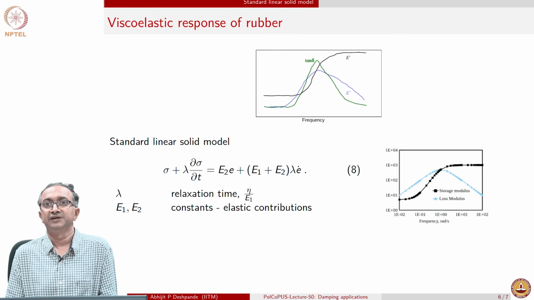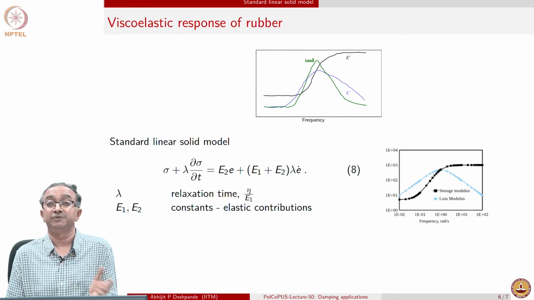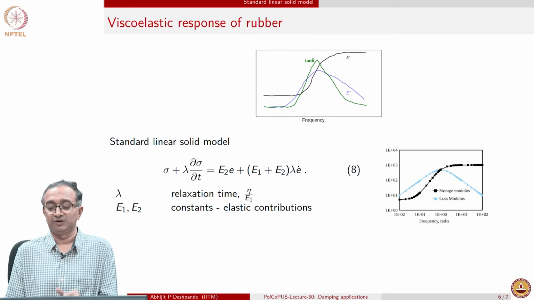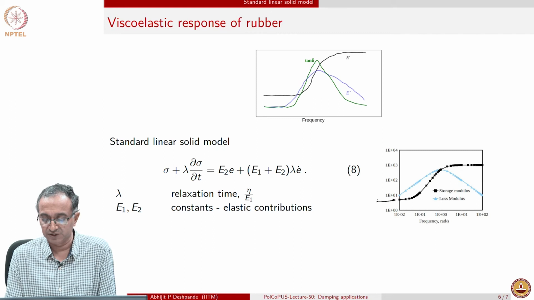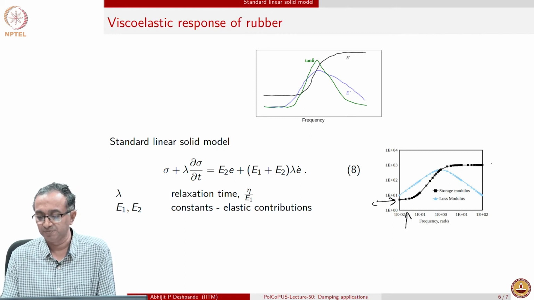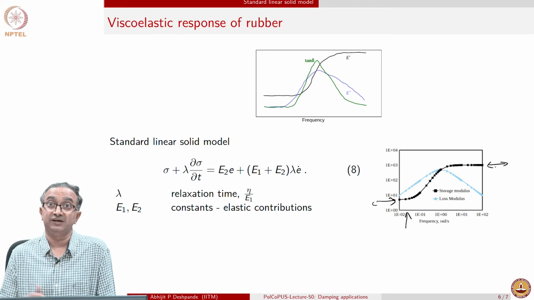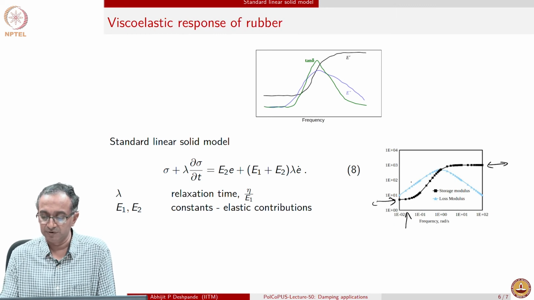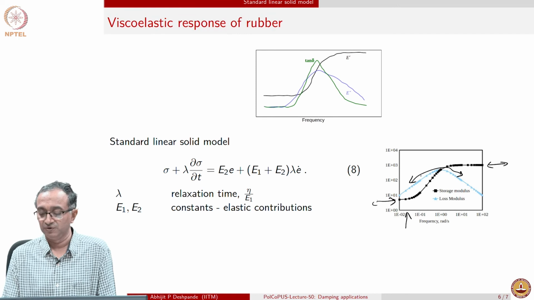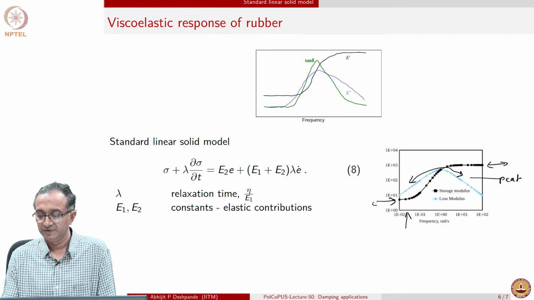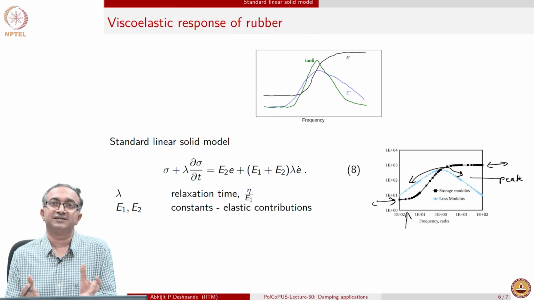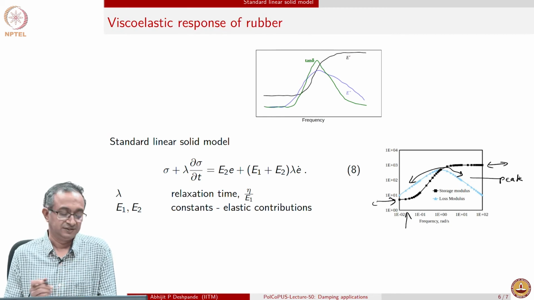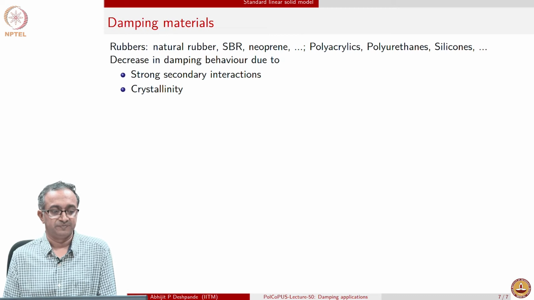So, if you just do some search, you can find the analytical expressions for E prime and E double prime for the standard linear solid model. And if you plot those, you can see the qualitative features: E prime is constant at low frequency, then E prime is again at the glassy state, a higher modulus, at high frequency, and then the E double prime or tan delta also will go through a peak. And so, this rubber-like response is qualitatively described by a standard linear solid model, which is the simplest model which can give this rubber-like response.